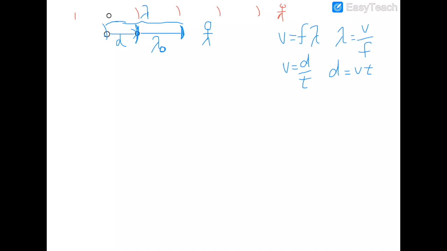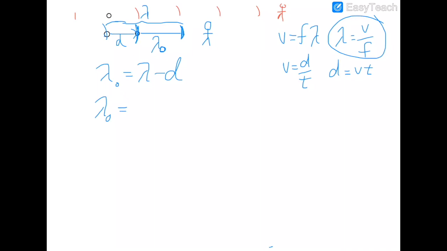So we can start with a little equation here. What would the wavelength of the observer be in comparison to all this other stuff? Well, it'd be the actual wavelength of the sound minus the distance that the sound source actually traveled. So what is the wavelength of the observer? It'd be the wavelength of the actual sound, which right here is the velocity of the sound divided by the frequency of the sound.